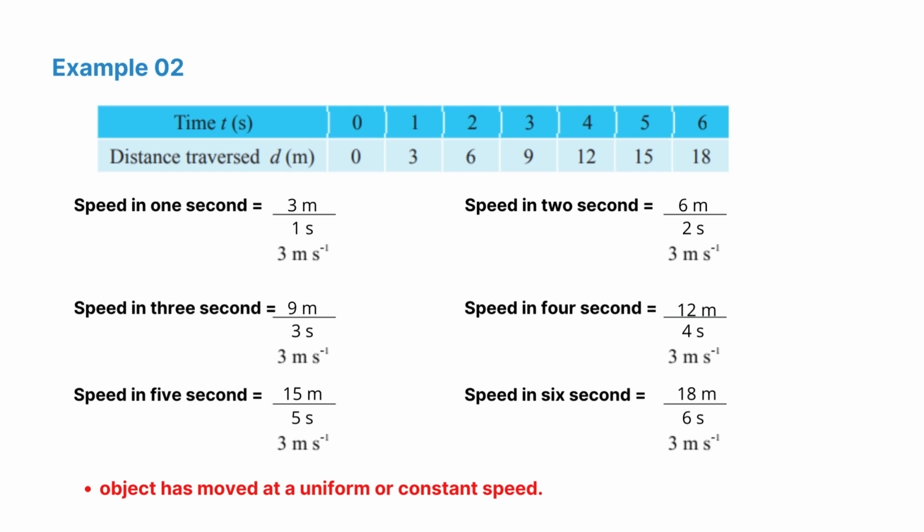The speed of the object during the first second is 3 meters over 1 second, that is 3 meters per second, then the speed of the object during the second is 6 meters over 2 seconds. That is 3 meters per second, then the speed of the object during the third second is 9 meters over 3 seconds, that is 3 meters per second. Likewise the fourth, fifth and sixth seconds also have the same speed, 3 meters per second. Therefore, in this case we can say that the object has moved at a uniform or constant speed.